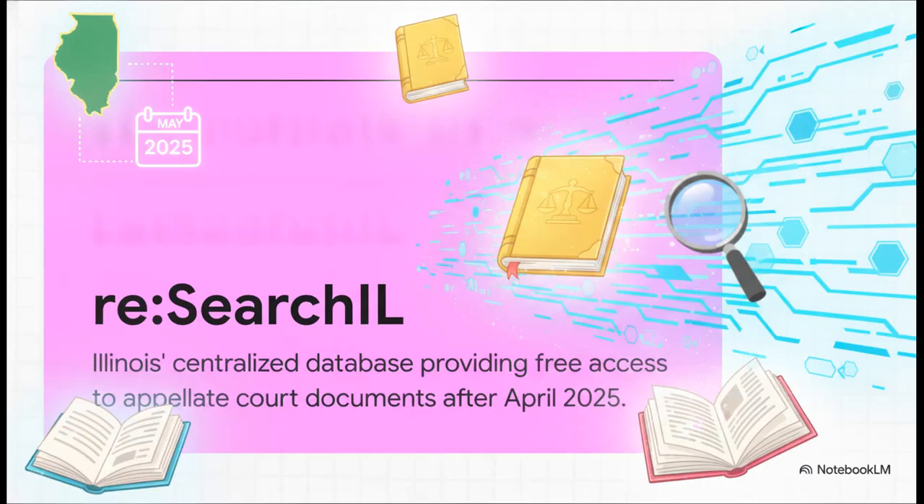Now, in addition to the local county portal, Illinois also features something called Research IL. This is their centralized statewide repository. While trial court documents here do often have a fee attached, a major 2025 Supreme Court mandate completely changed the game. Because of that, appellate and Supreme Court documents filed after April 1st, 2025 are entirely free on this platform.